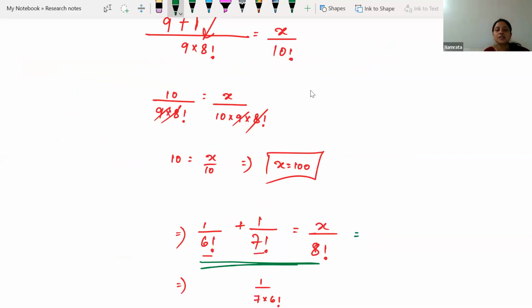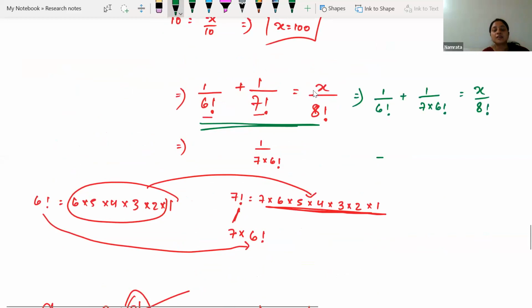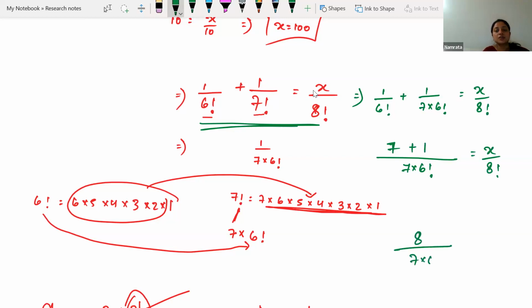So here we realized that we can write 1 by 6 factorial as it is, and 7 can be written as 1 by 7 into 6 factorial is equals to x by 8 factorial. Let's write it as it is. So we are having 7 into 6 factorial as a LCM. Here we are having 7 and here we are having only 1 is equals to x by 8 factorial. So here we got 8 by 7 into 6 factorial and here we are having x by 8 factorial. Factorial I want to remove.